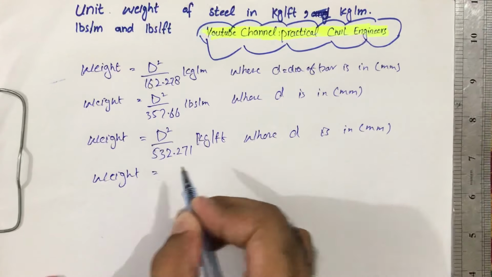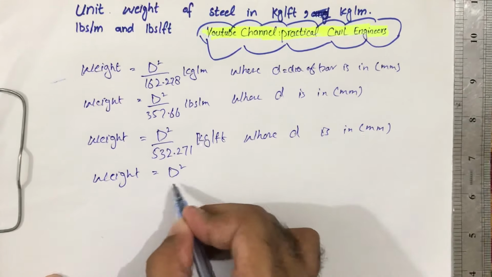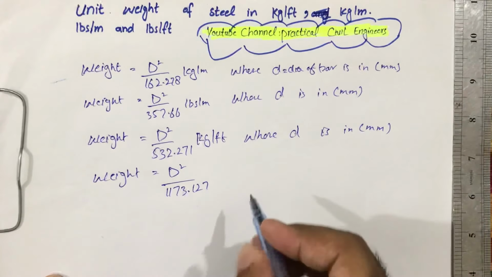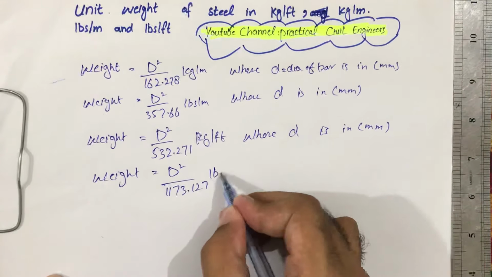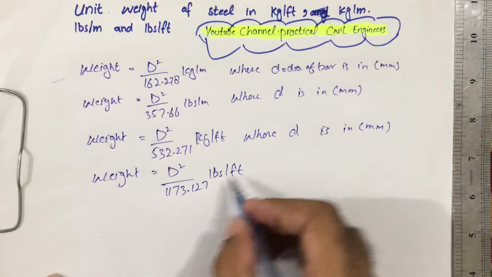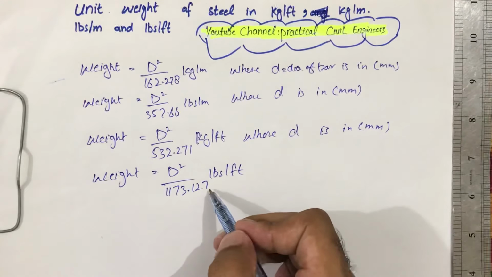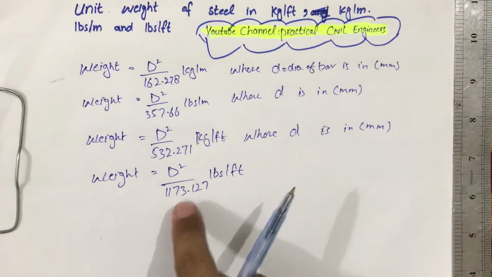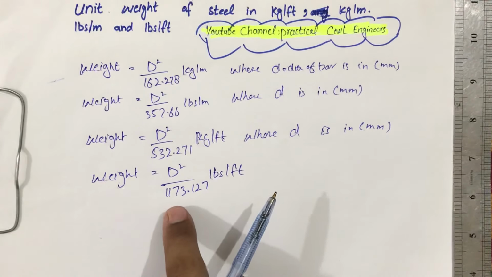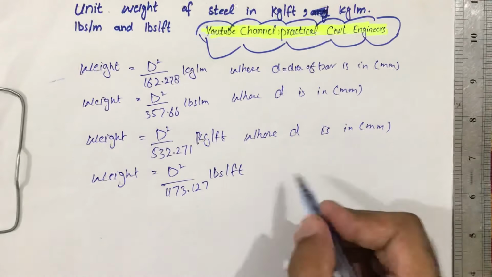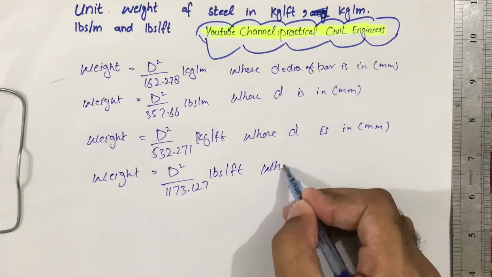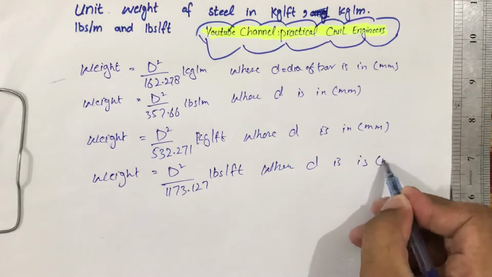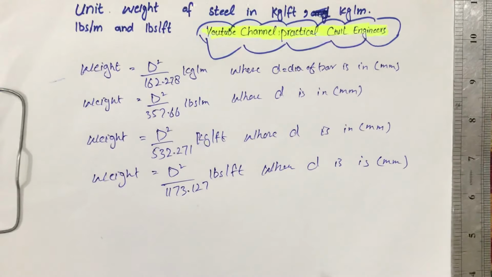Weight is equal to d square divided by 1173.127 lbs per foot. When we are finding the weight of steel in lbs per foot, we have to use d square divided by 1173.127, where d is the diameter of the bar in mm.